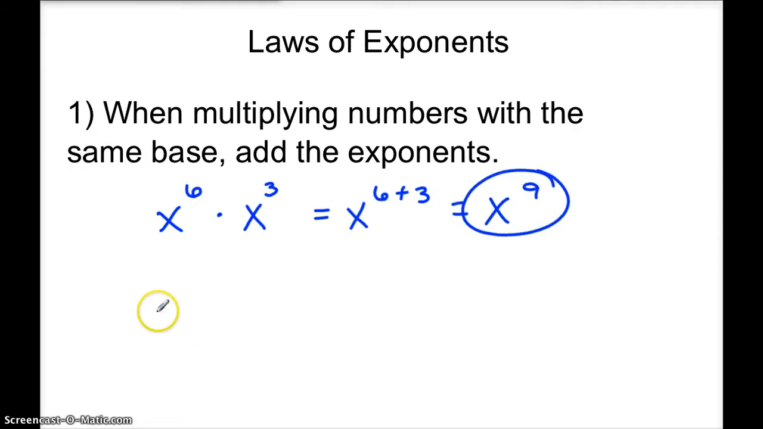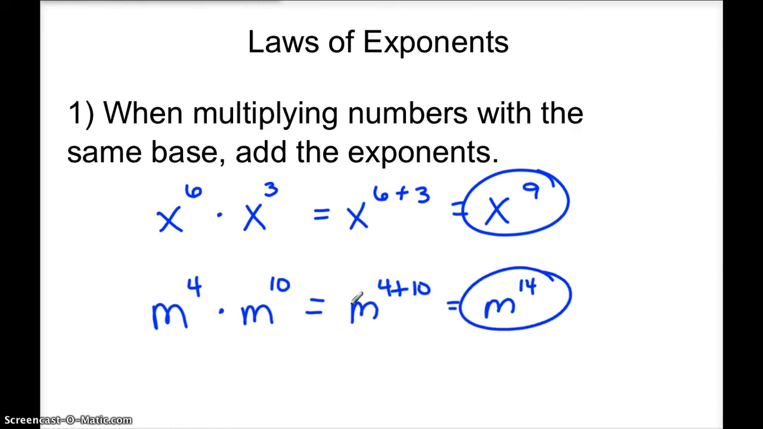Okay, another problem. We could have m to the fourth times m to the 10th. So again, you just add those together, and 4 plus 10 is 14.